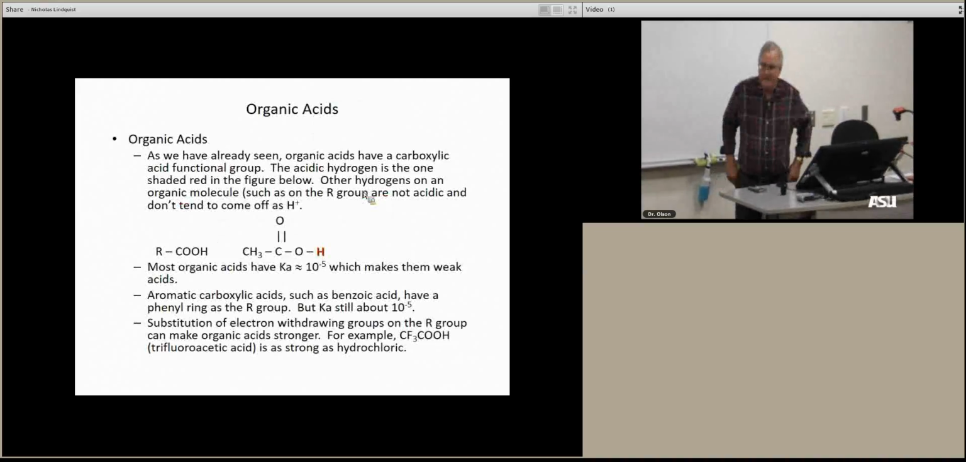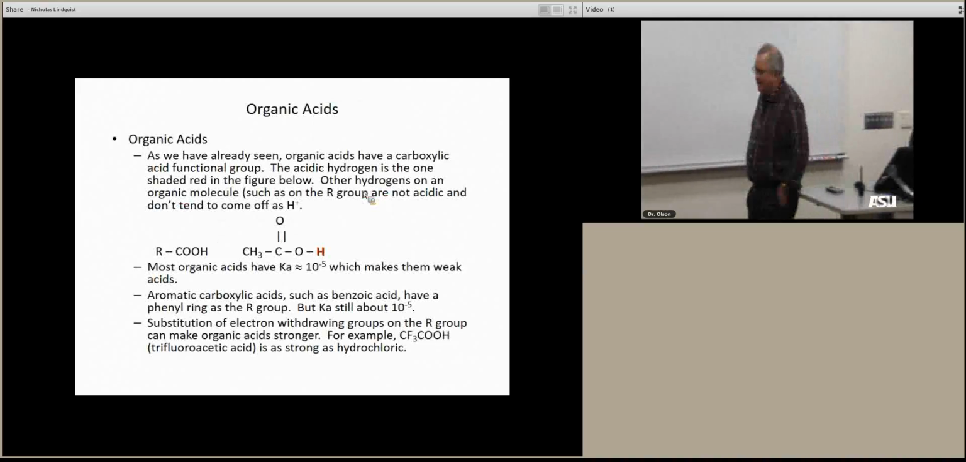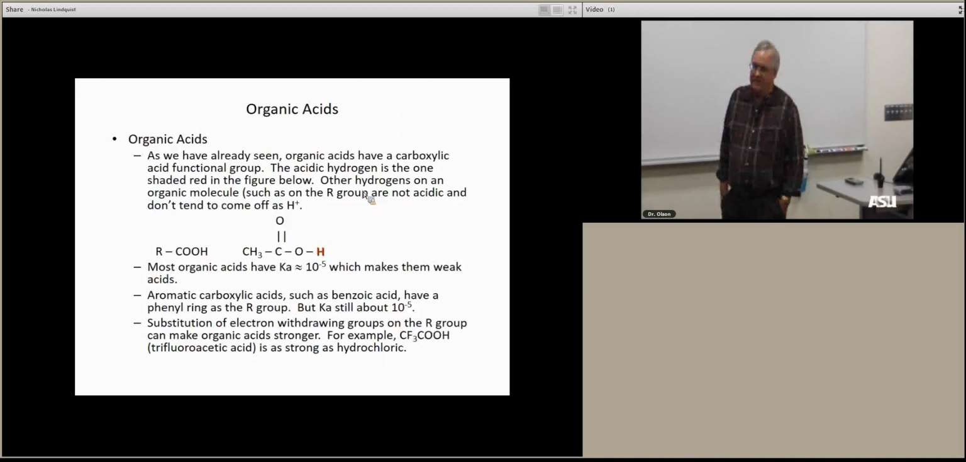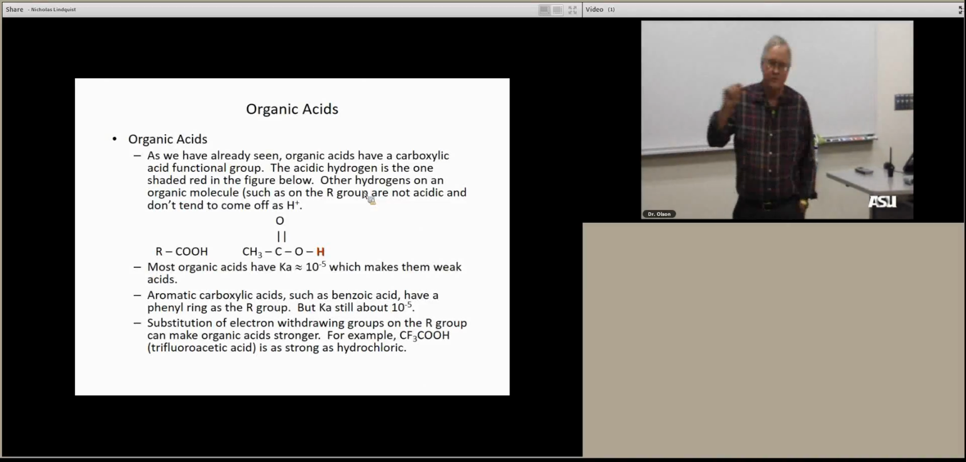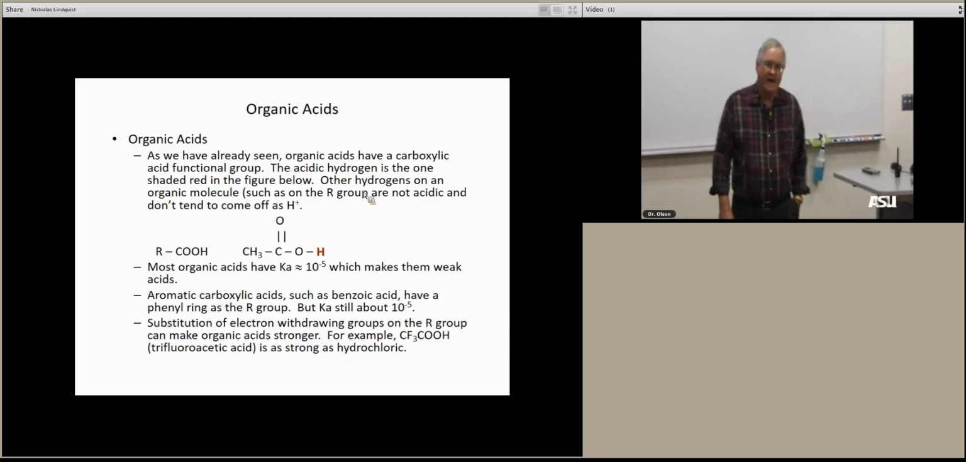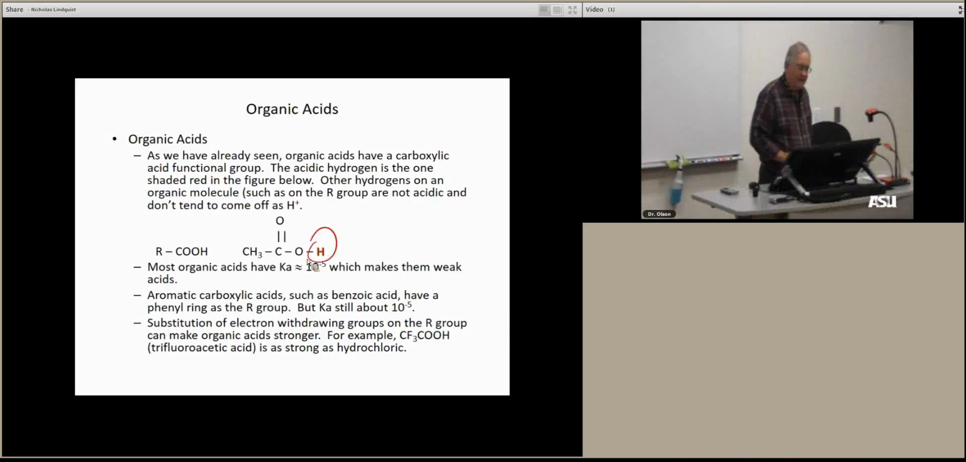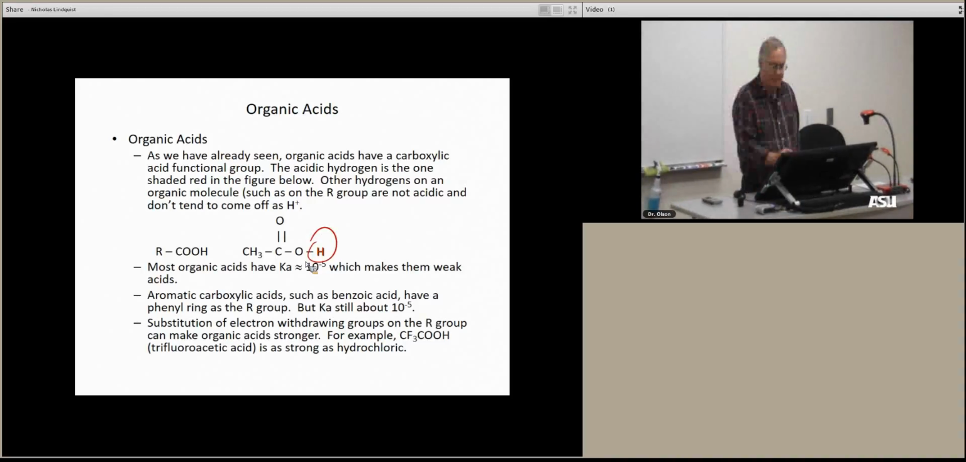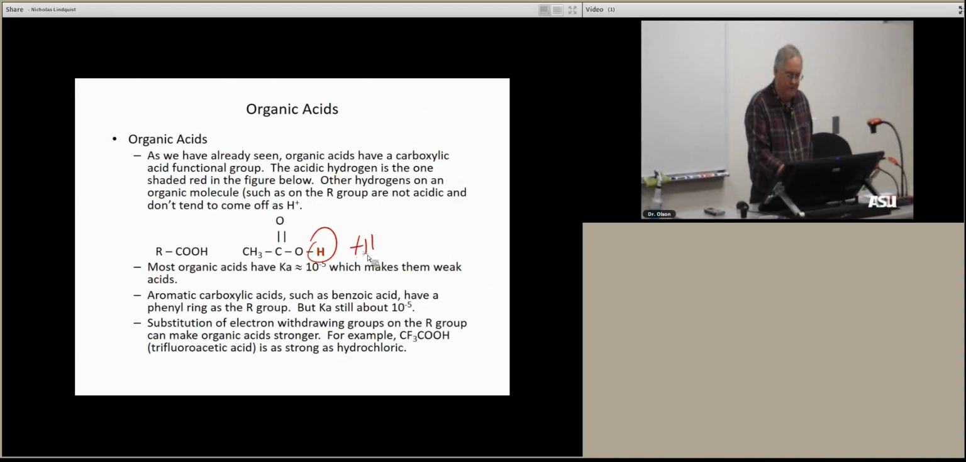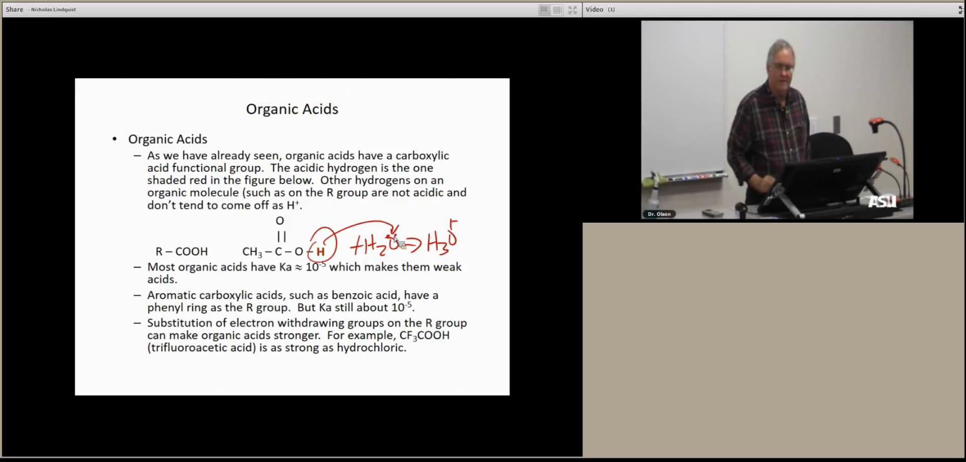So we talked about organic acids are acids that contain the functional group C double bond O, COH. And it's this hydrogen on the COH that's in red right here. It's this hydrogen that tends to come off as an H+. So when I react this with water, I get H3O+. I'm pulling that hydrogen off, so it's attacking one of the lone pairs of electrons on that oxygen atom on the water.